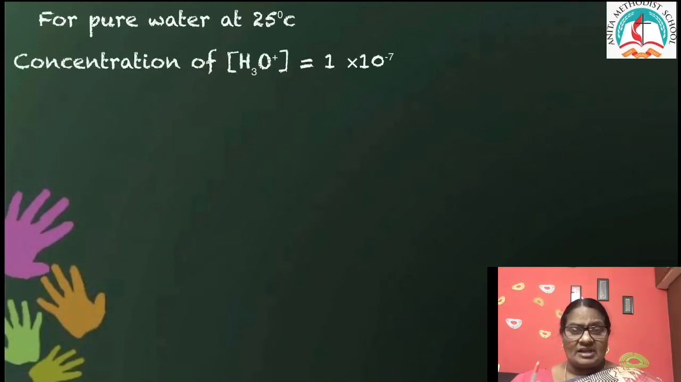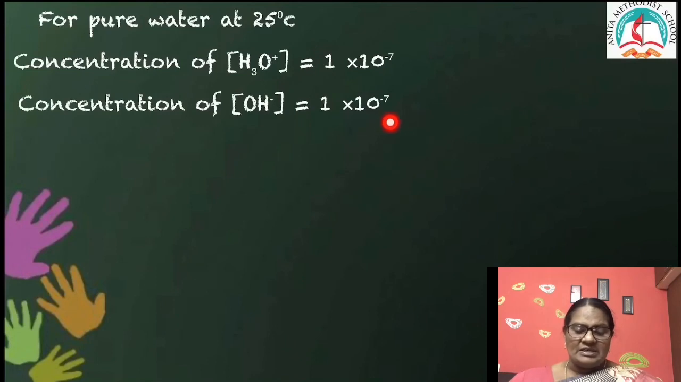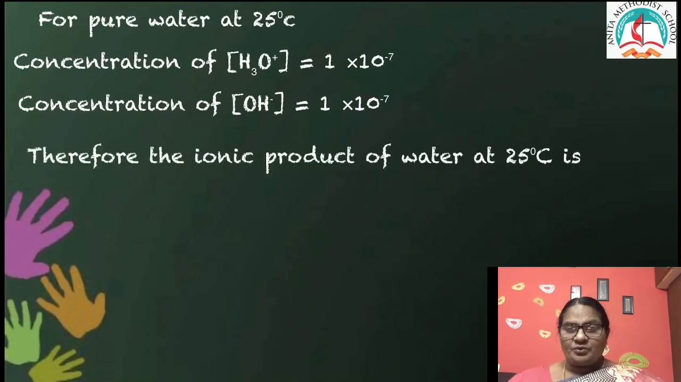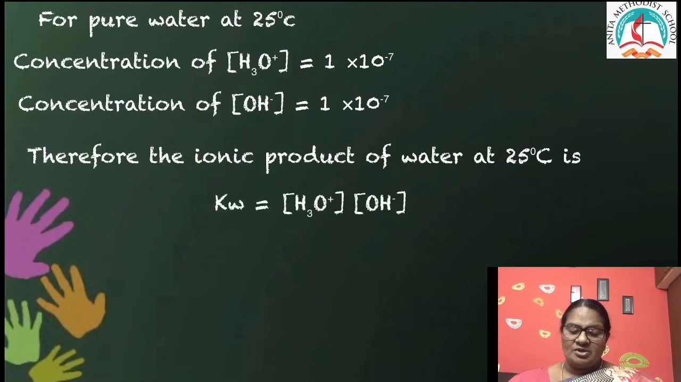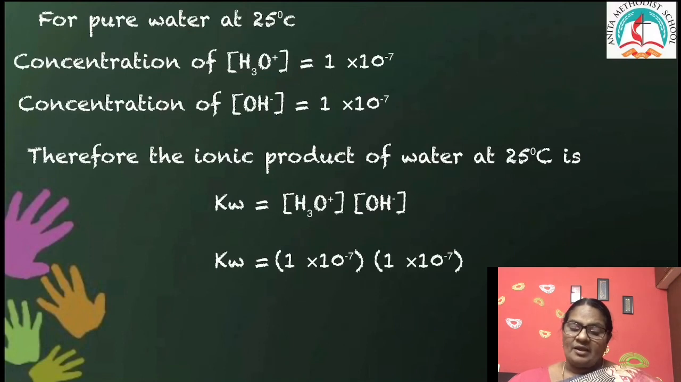Generally, for pure water at 25 degrees Celsius, the concentration of hydronium ion is 1 into 10 to the power minus 7. Similarly, the concentration of OH minus ion is also equal to what? 1 into 10 to the power minus 7. So therefore, I substitute these two values in the ionic product of water, Kw. What is Kw equal to? Concentration of hydronium ion into concentration of what? OH minus ion. Substituting the values, what do I get? 1 into 10 to the power minus 7 into 1 into 10 to the power minus 7, or Kw is equal to 1 into 10 to the power minus 14.